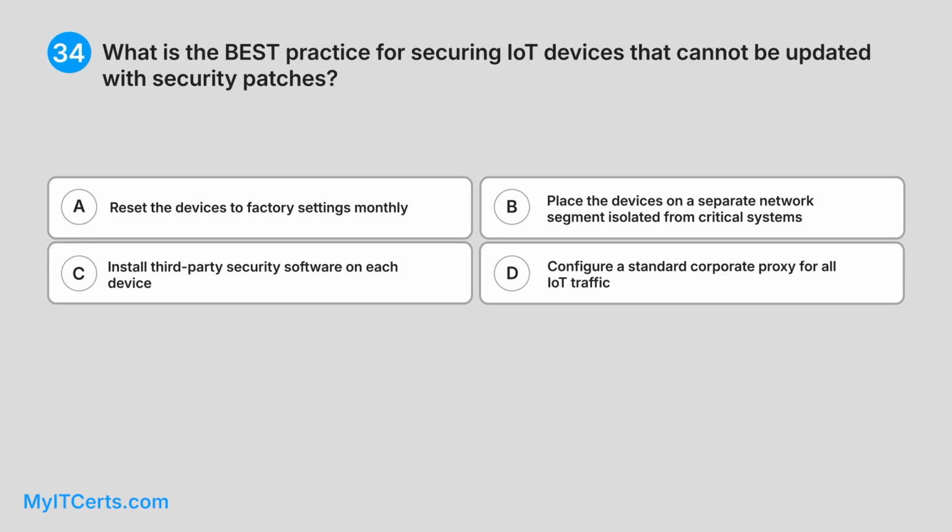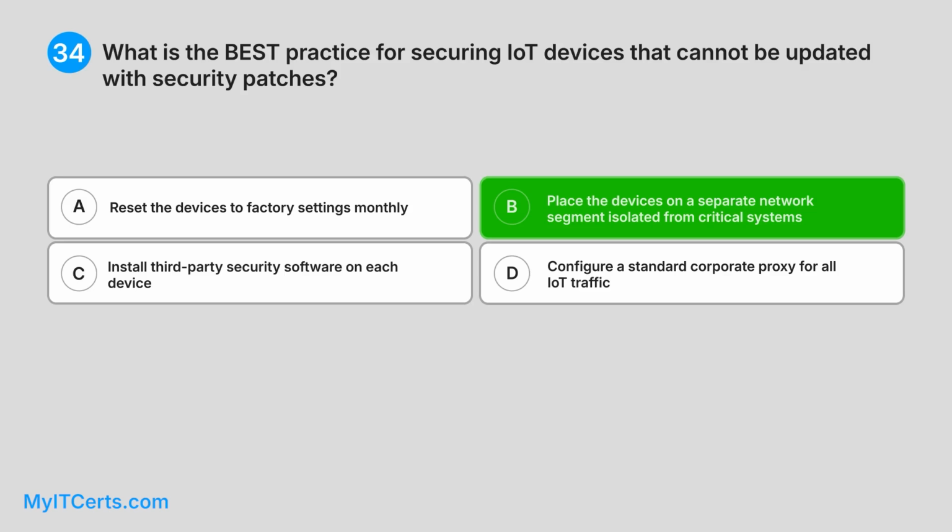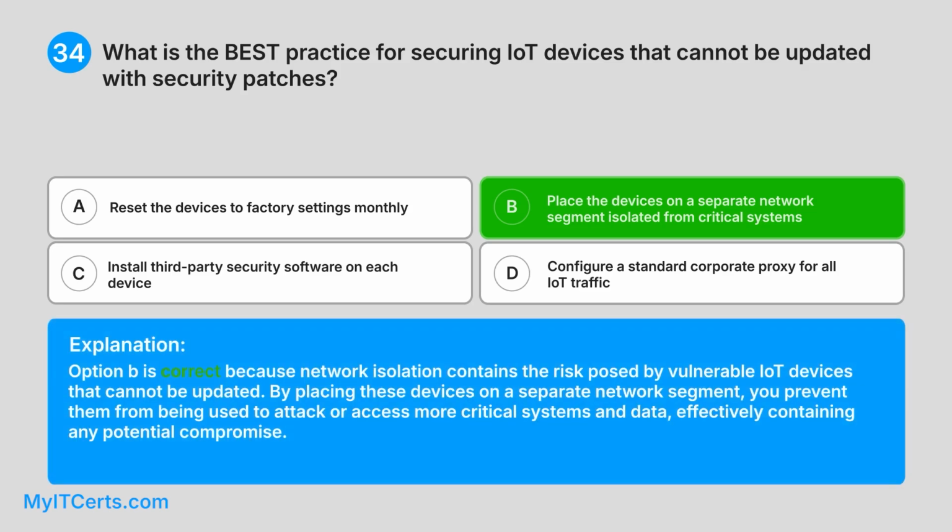Correct answer. B. Place the devices on a separate network segment isolated from critical systems. Explanation. Option B is correct because network isolation contains the risk posed by vulnerable IoT devices that cannot be updated. By placing these devices on a separate network segment, you prevent them from being used to attack or access more critical systems and data, effectively containing any potential compromise.